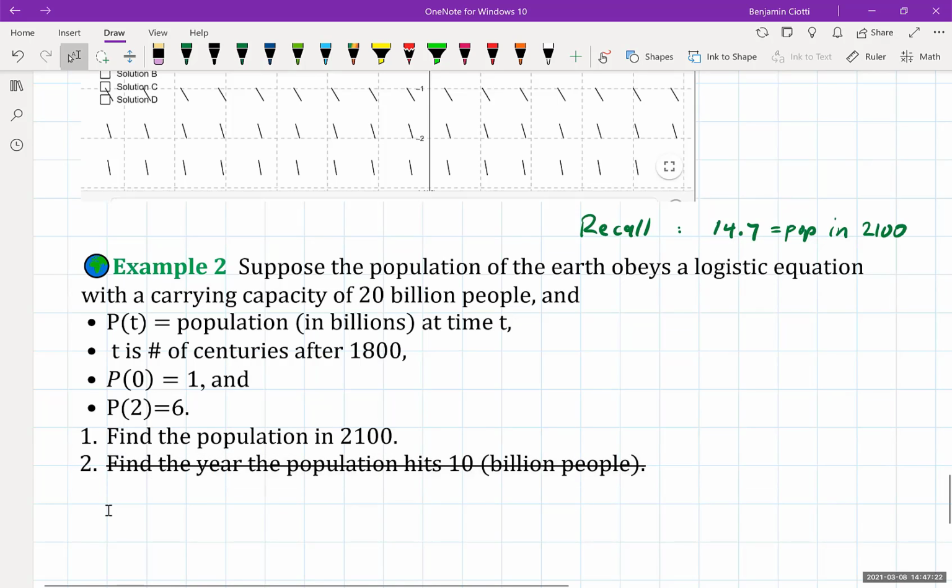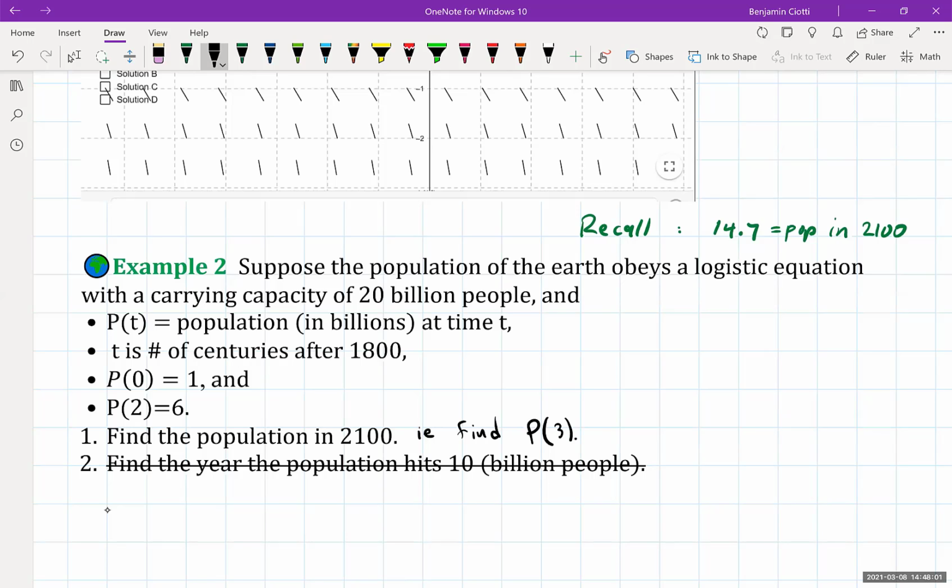You can ignore question 2 because we're not going to have time for it. But again, we'll suppose the population of the Earth now obeys a logistic model, but the carrying capacity is 20 billion people. Again, as before, T is the number of centuries after 1800. Same conditions: it was 1 billion in the year 1800 and 6 billion in the year 2000. Let's find the population in the year 2100, i.e., we want to find P of 3.